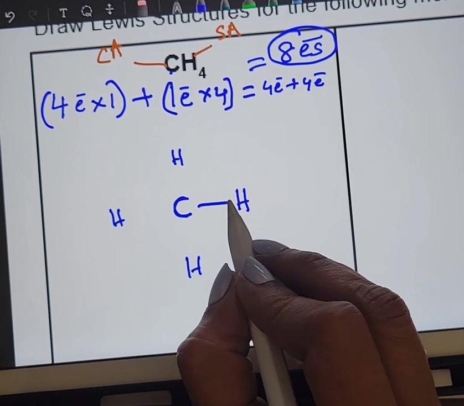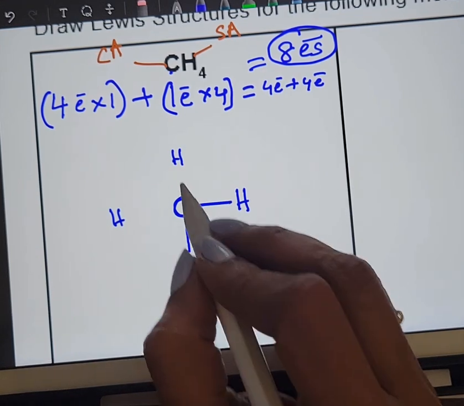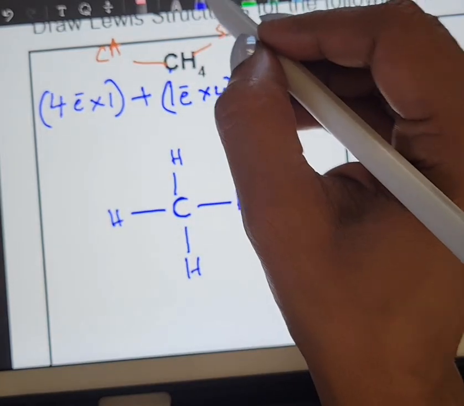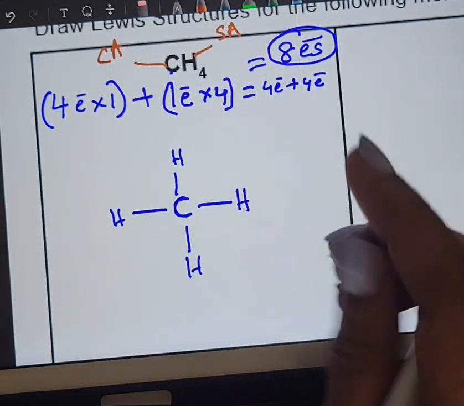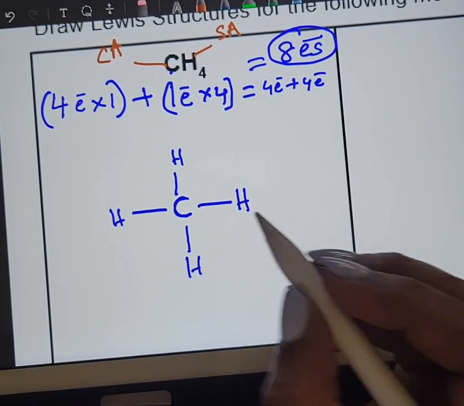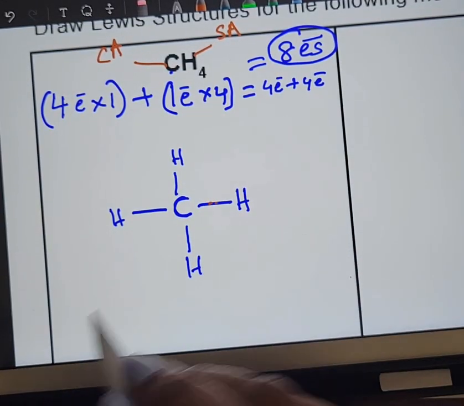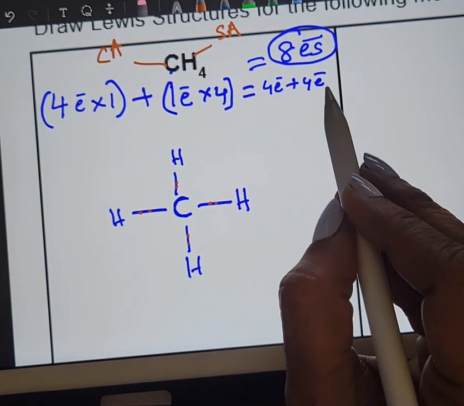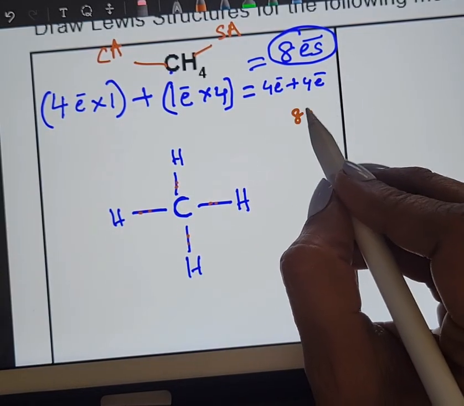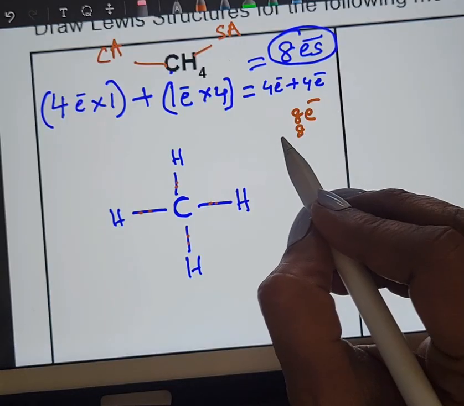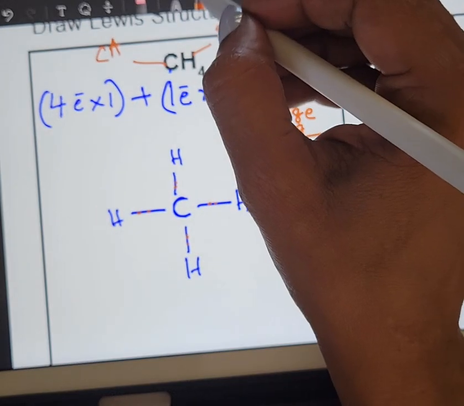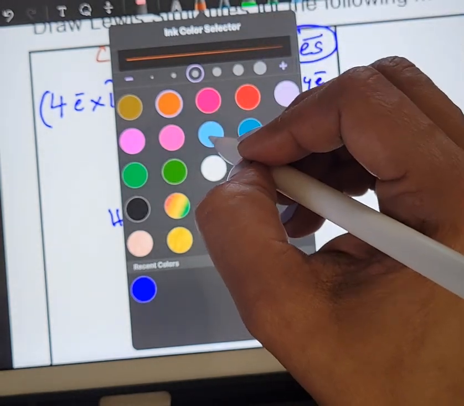Okay, just draw single bonds. That is the next rule. First write the surrounding atoms, then draw single bonds. Remember, each bond is how many electrons? 2 electrons. So let's go ahead and count it. You don't need to draw it, but now I'm going to draw it so that you will understand. Okay, so there will be 2 here, 2 here, 2 here, 2 here. So we had 8 electrons, and I used all 8 electrons. There is nothing left over. 0 left over.